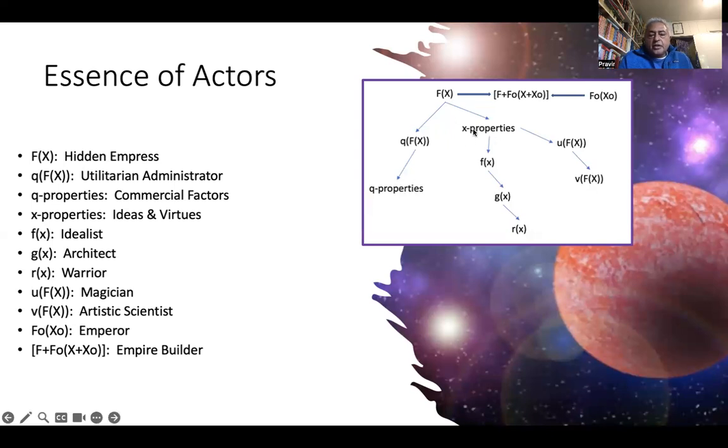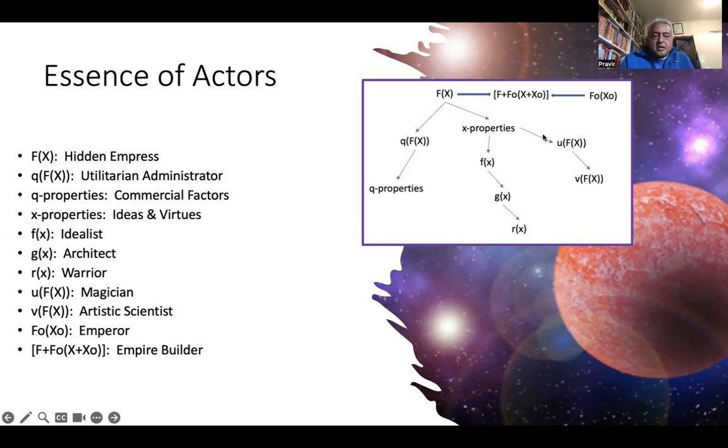Then we have the top-down set of factors. So there's x properties that perhaps represent some ideas and virtues as opposed to commercial factors. And you got fx, that's an idealist, so building based on bottom-up in a completely different way. You got gx, who's an architect, building on this layer and creating the foundation for further development. You got rx, that's a warrior that continues to break through barriers to get to the wholeness of fx.